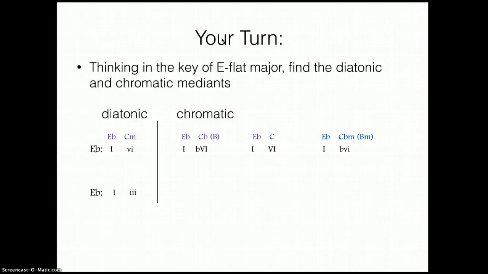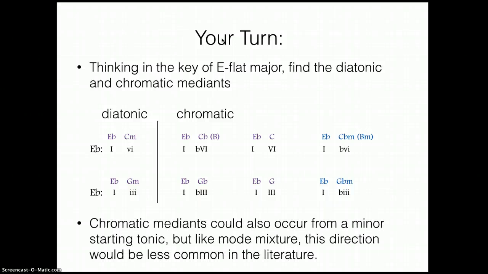Let's go to the mediant above do. We would have E flat major to G minor as the diatonic possibility. The mode mixture possibility uses G flat major. Continuing to alter in a chromatic way could give us G major for capital major 3, or our outside possibility of flat minor 3, G flat minor. Chromatic mediants could also occur from a minor starting tonic, but as is the case with mode mixture, going in this direction is less common in the literature. That's why we didn't practice it today.